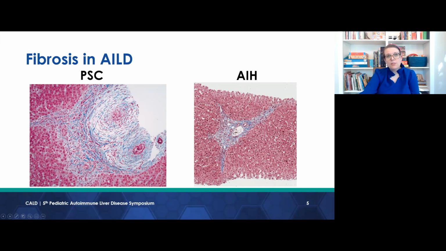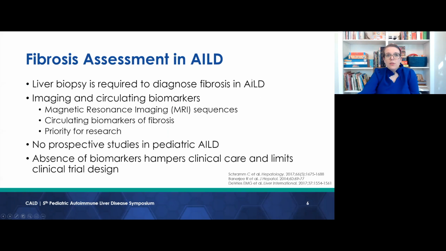You can see in primary sclerosing cholangitis this pathognomonic, or very characteristic of PSC, pattern with concentric circular collagen deposition surrounding bile ducts. And here in autoimmune hepatitis, you have fibrosis around what we call the portal areas, with extension into the liver parenchyma as well.